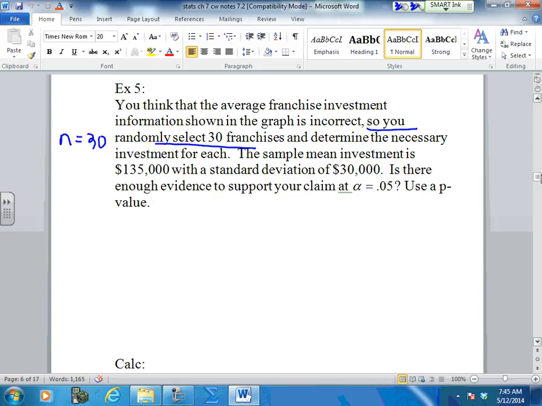So you're challenging this by taking a sample of your own things. And you determine the necessary investment for each. The sample mean investment. There's your sample mean. With the standard deviation, is there enough, oh, okay, I guess they're using this claim. Is there enough evidence to support your claim? If they use the word support, is your claim going to be an HO or an HA? HA. If you use a chart, when your claim is your HA, you use the word support. If your claim is your HO, you use the word reject. So that kind of helps you line this up.